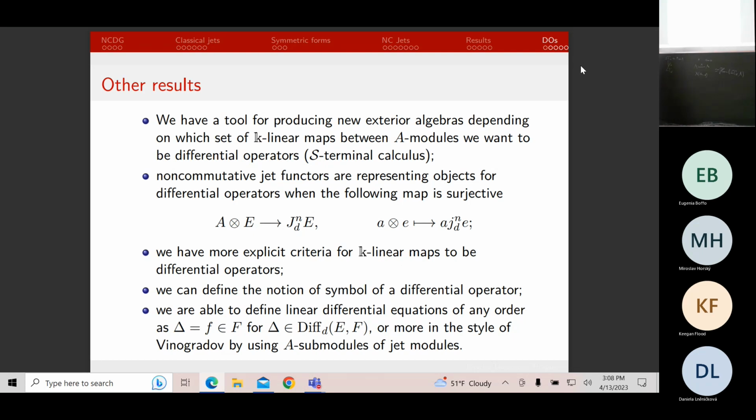So this, in a sense, completes the circle: jets convey the same information as the exterior algebra, and they convey the same information as differential operators. So we have these three objects. Yeah, basically it's three algebra.